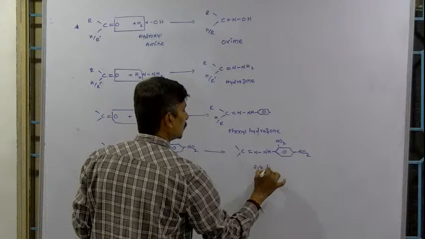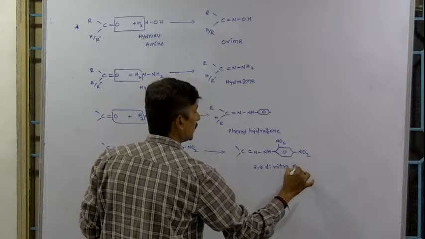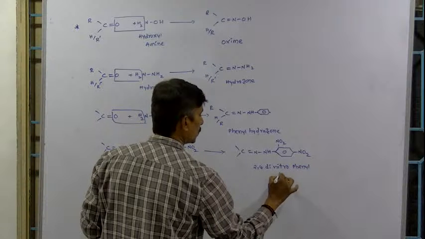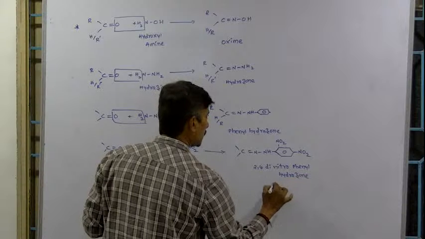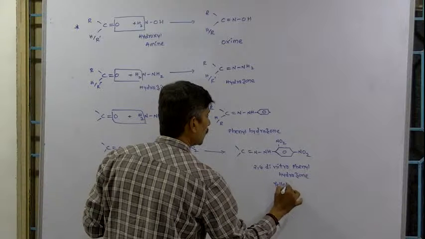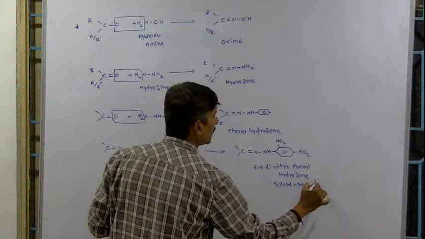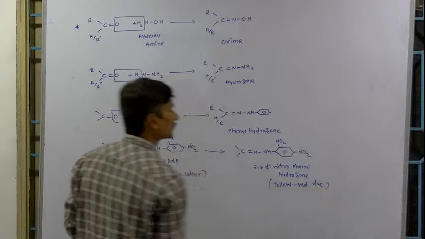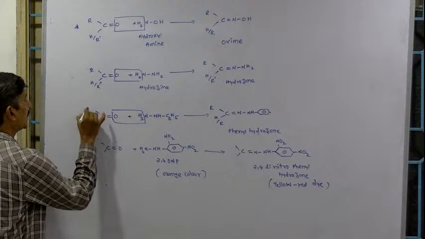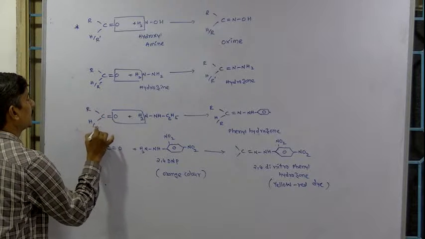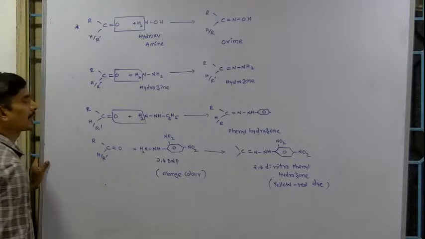Two comma four dinitrophenyl hydrazone. It forms a yellow to red color dye. An orange color compound, on addition with the carbonyl compounds of aldehyde or ketone, can give a yellow-red color precipitate.